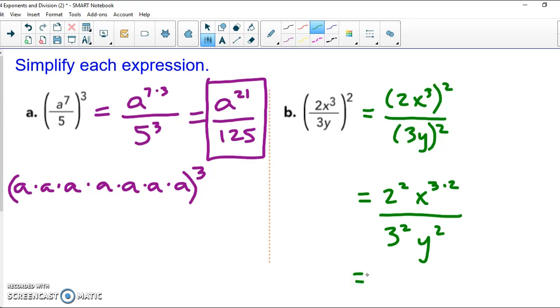So as I simplify further, 2 squared is 4, and x cubed, and I have power of a power here, so x to the third times 2 would be x to the sixth. In my denominator, 3 squared is 9, and y squared is simply y squared.